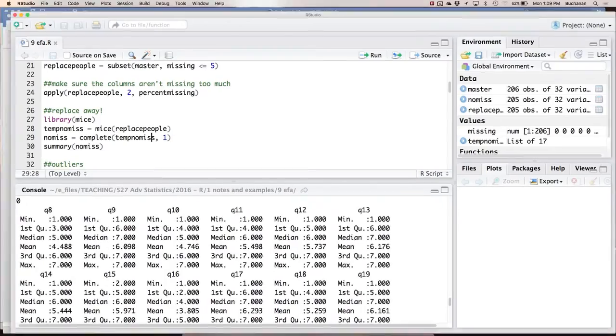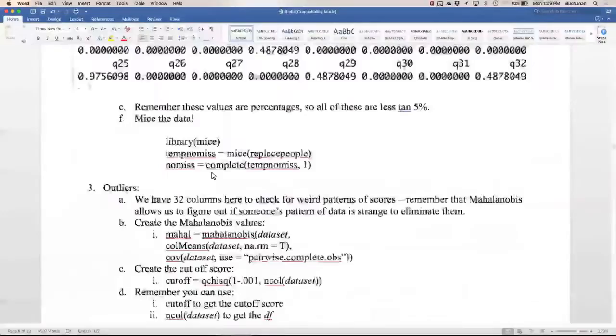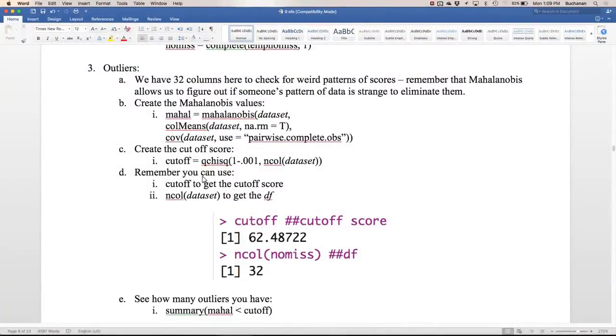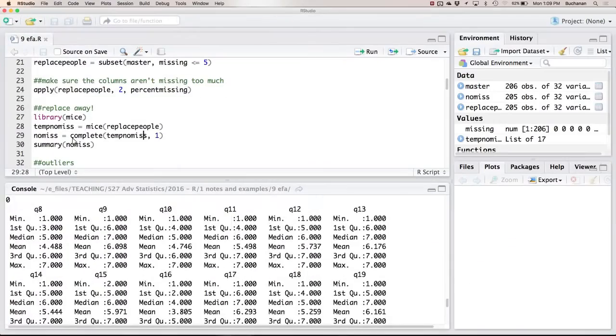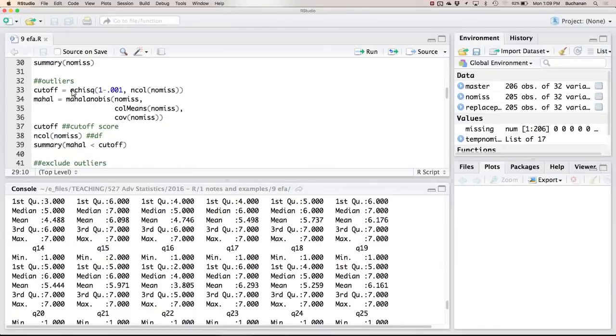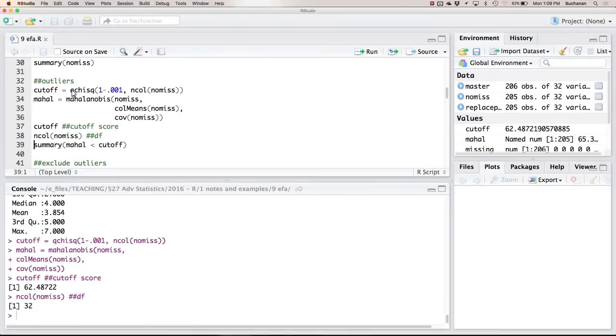All right. Oop, wrong one. Where are we at? Here. Okay, so we replaced everybody. Outliers is just Mahalanobis. So I know it's regression on regression, but we don't want to do Cooks and leverage because we don't have one regression, we have lots. So just Mahalanobis. Scroll in the right window here. So let's see how many people we got. So we have 32 degrees of freedom because we have 32 questions. So that gives us a big cutoff score, 62.